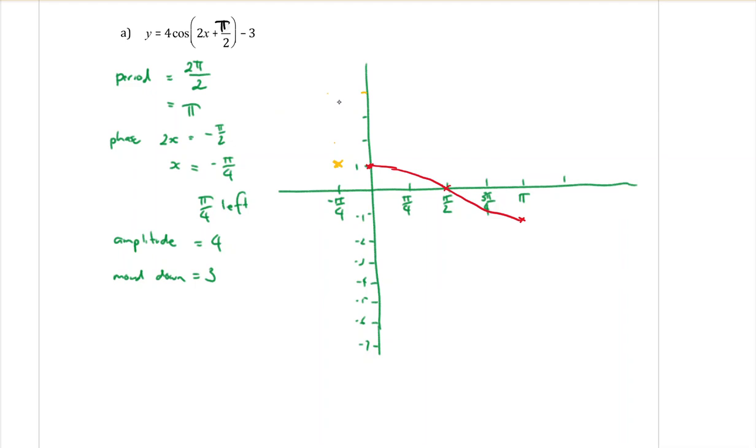Actually, better idea. The whole period of this graph is pi. So where is it going to end? 3 pi over 4. So if I found the first point, it's going to finish there at the same point at the other end. Where is the middle of those 2 points? Pi over 4, which will be the lowest point. Where is that lowest point going to be?